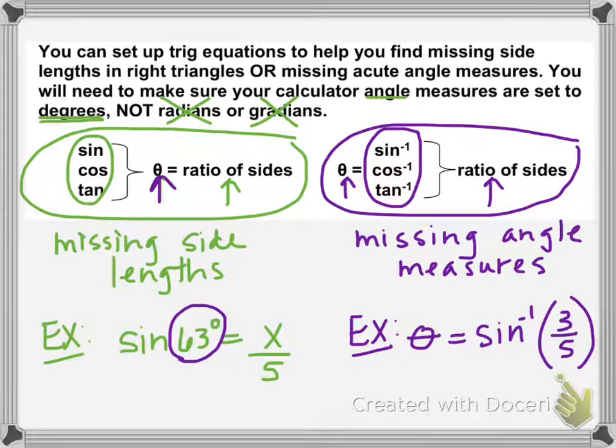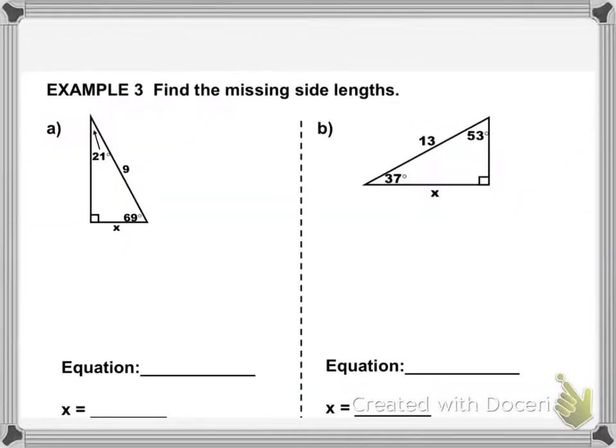So now we're going to do some examples. First we're going to do a set of examples where we find the missing side lengths, and then we'll do a set of examples where we find the missing angle measures. In these examples, we're going to do 4 where we find the missing side lengths. So this is going to be using that equation template that was on the left of the last slide.